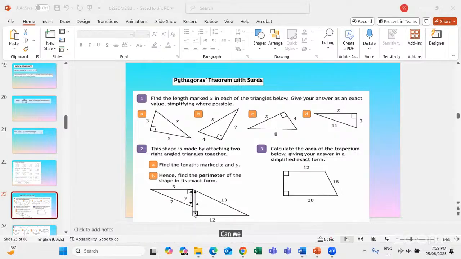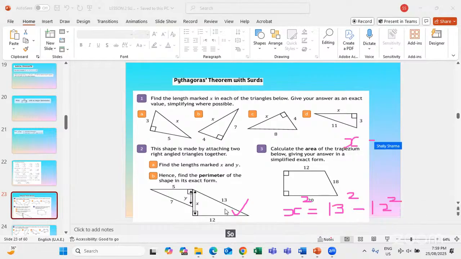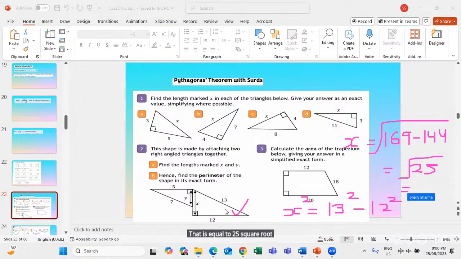Can we find this x? Yes, we can find it very easily. How? We just need to apply the Pythagoras theorem. So in this triangle, x squared is equal to 13 squared minus 12 squared. So x is equal to the square root of 169 minus 144, which is the square root of 25, and that is equal to 5 units. So this part is 5 units. Then this is 5 and this is 7.